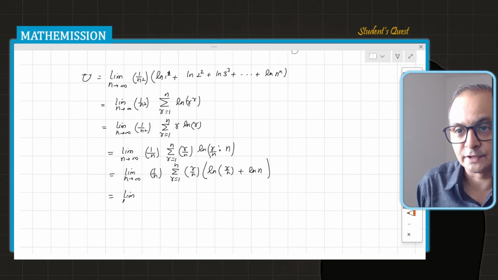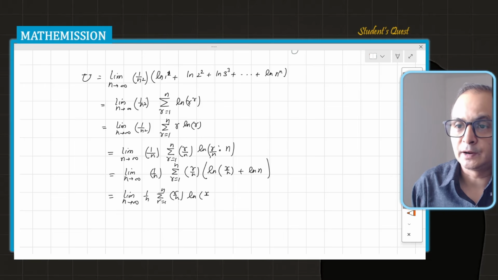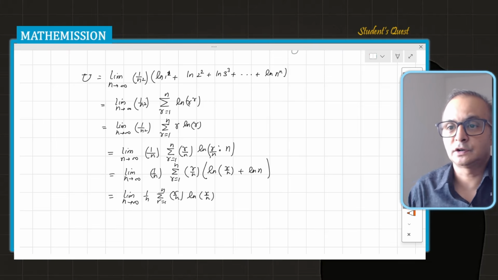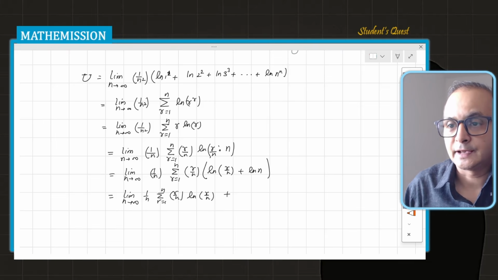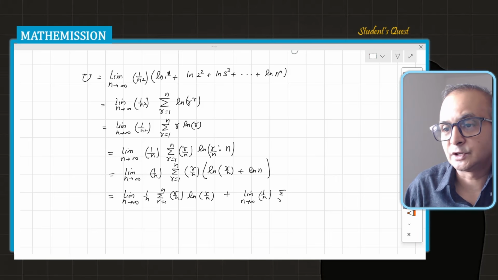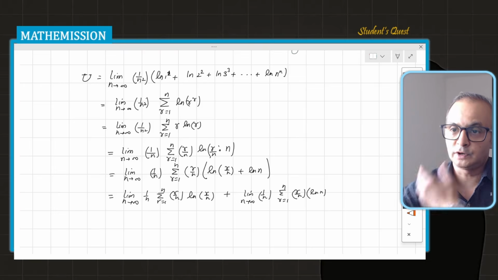Limit n approaches infinity, 1 by n, and summation r goes from 1 to n, r by n, log r by n. This is the first summation we got. And the second one is again limit n approaches infinity, 1 by n, summation r goes from 1 to n, and this time r by n times log n. I hope it will work.